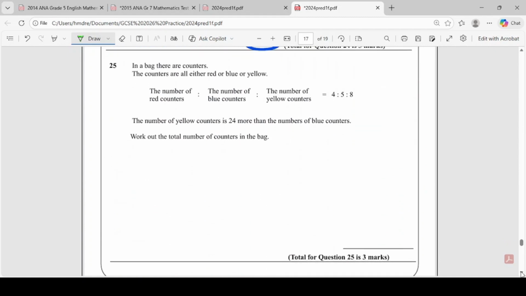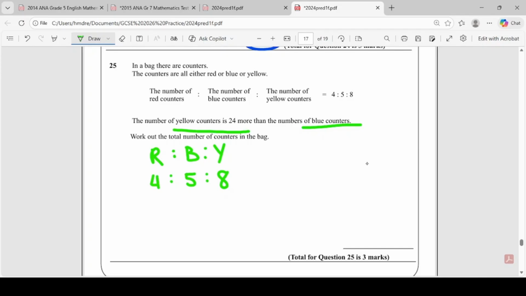25. In a bag, there are counters. The counters are all either red or blue or yellow. We have the ratio here. So we've got red to blue to yellow is in this ratio, 4 to 5 to 8. The number of yellow counters is 24 more than the blue counters. Work out the total number of counters in the bag.